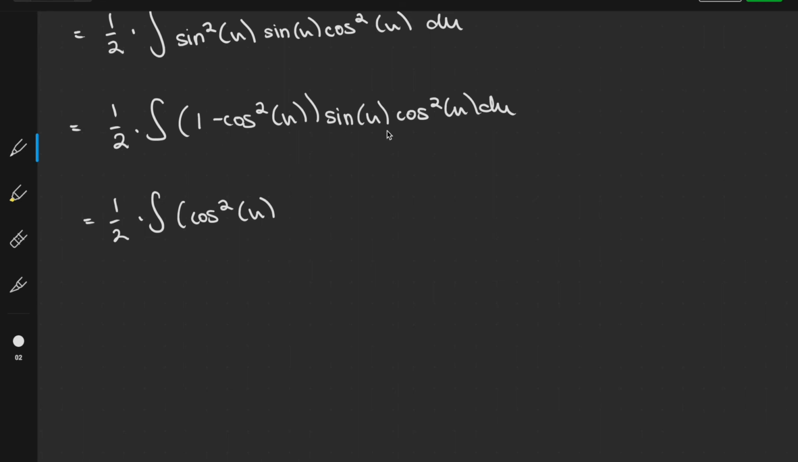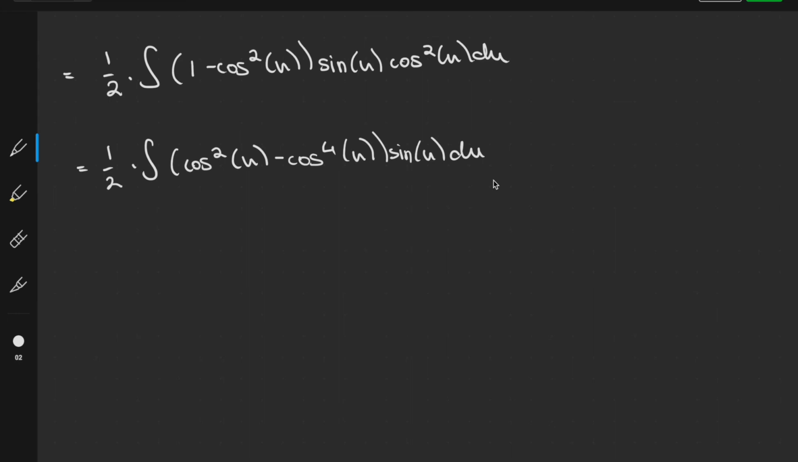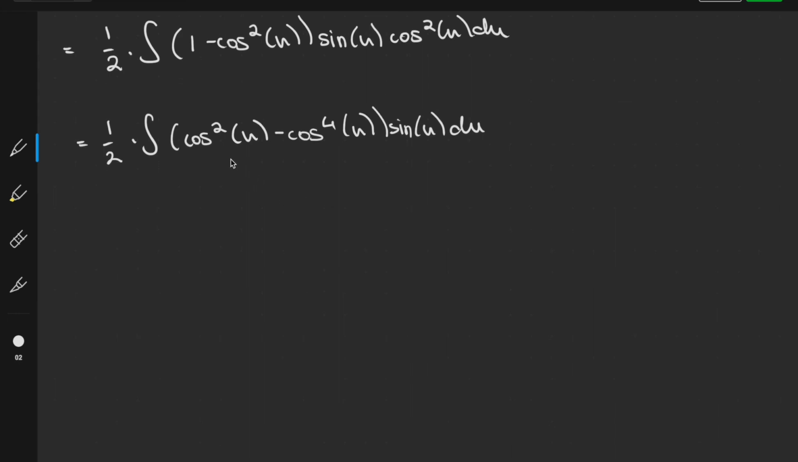Then minus cosine squared u times cosine squared u is cosine to the 4 of u. And we still have that sine u there, of course. And this is where we're going to be using the reverse chain rule. So after we've done that, we've got powers of cosine. We're going to expand it with this sine u as well.